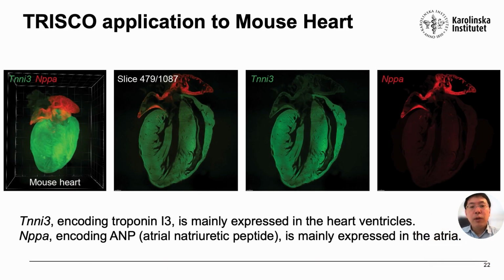Here is an application example in the mouse heart. The ventricle and atria were separately stained with TNNI3, which encodes troponin I3, shown in green, and NPPA, which encodes ANP peptide, shown in red.